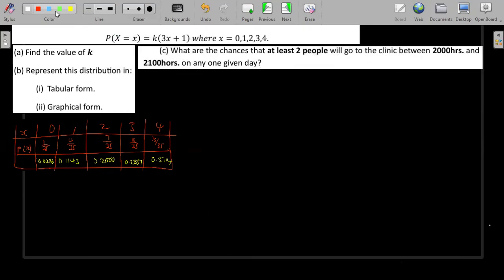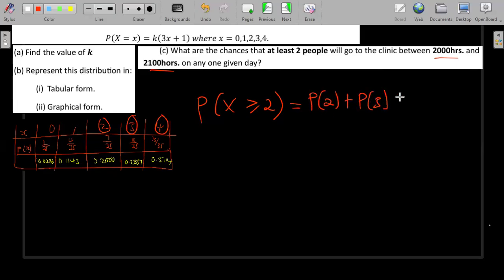Let's look at question C. They're asking, what are the chances that at least 2 people will go to the clinic between 20 hours and 21 hours? At least means 2 or more people. So we're finding the probability of X being greater than or equal to 2. We're going to add the probability of 2, 3, and 4. So this will be probability of 2 plus probability of 3 plus probability of 4.